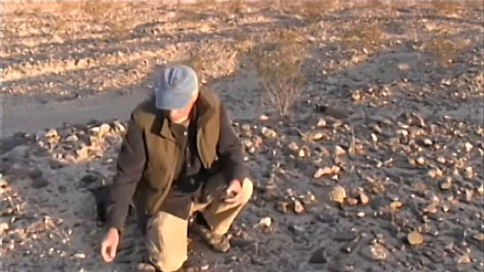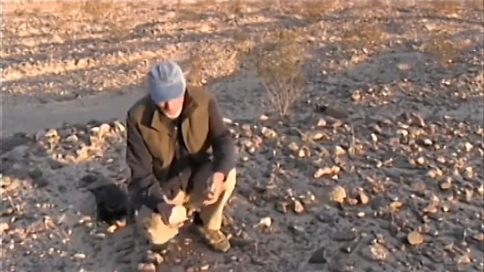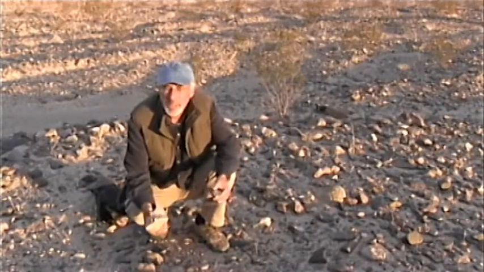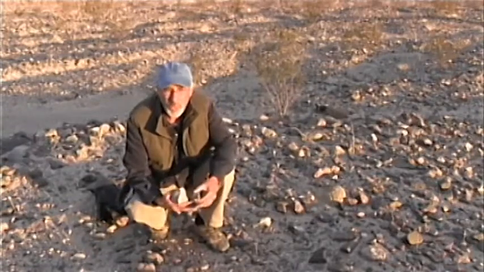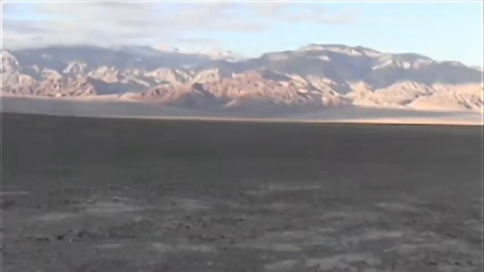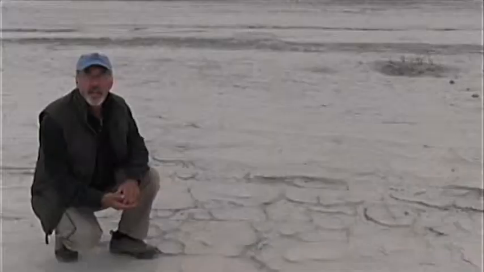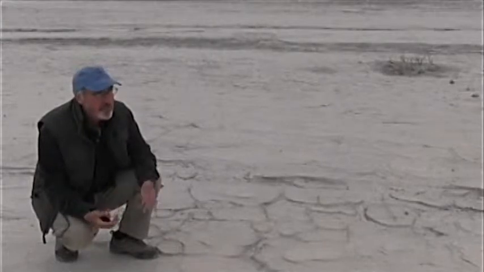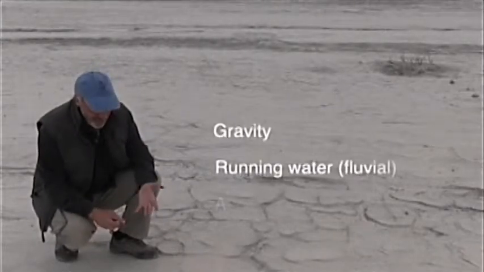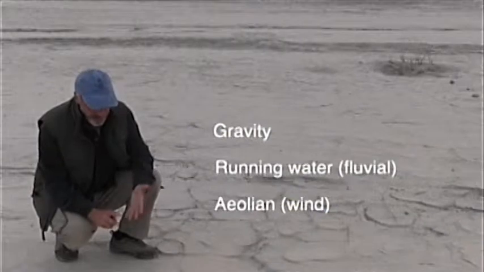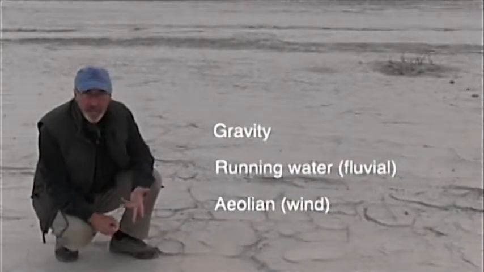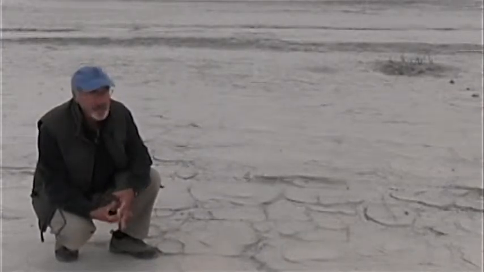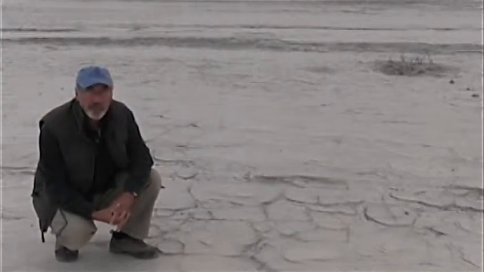So again, you see large pieces like this. You see angular pieces like this, and that tells us that this material has not traveled very far from its source, in this case, just the Funeral Mountains up behind us here. So when you think about how material is transported in desert processes, we take a look at gravity, then running water or fluvial, and then aeolian or windblown. And here in Death Valley desert here, we do have all three processes at work.